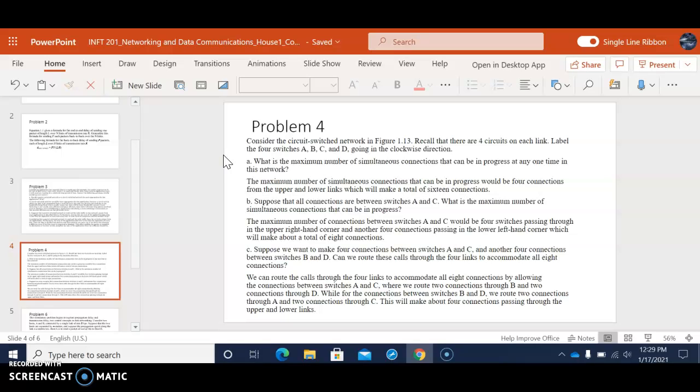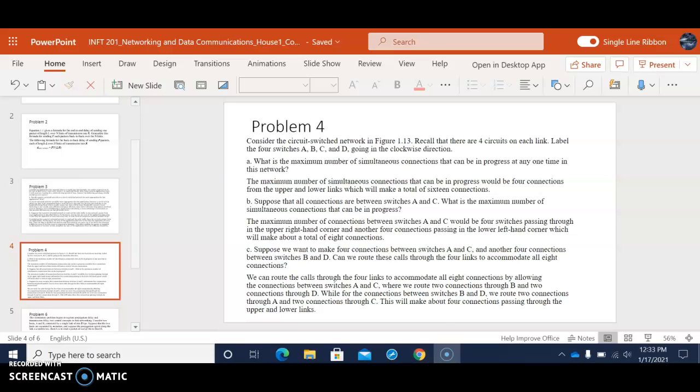Now, let's continue. Between A and C, there will be 4 connections passing through the upper right-hand corner, which is where A is. And hold on, sorry, background noise. Now, what were we saying?